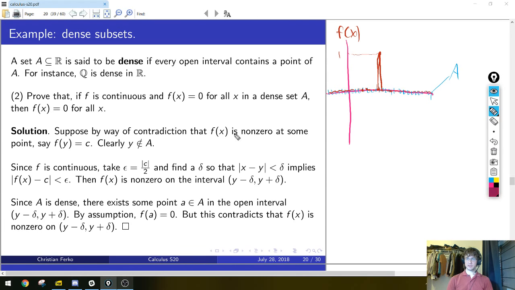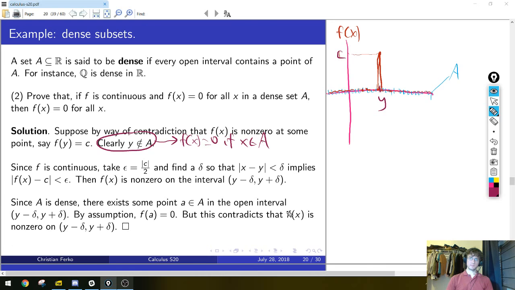Here's how to do that rigorously. So, proof by contradiction. Suppose by way of contradiction that f is non-zero at some point, say f of y equals c. So y cannot be an element of the dense set A. Clearly y is not an element of A because we have assumed f of x equals 0 if x is in A.